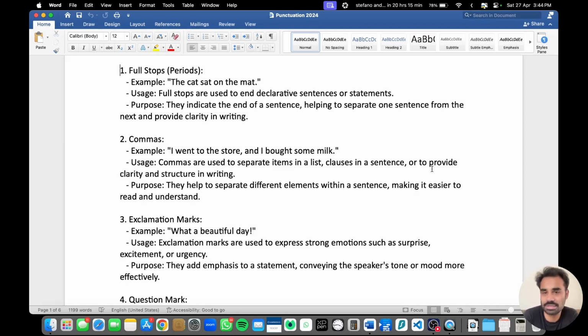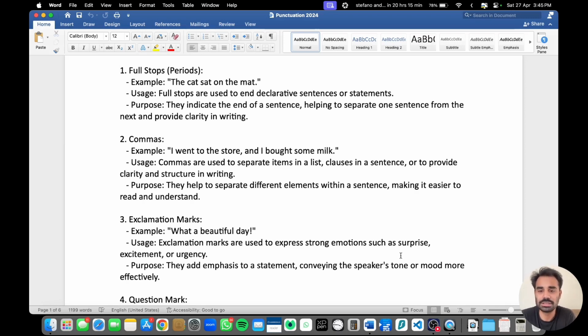Okay, so let's talk about the usage. The commas are used to separate items in a list, clauses in a sentence, or to provide clarity and structure in writing. Which is very clear. It doesn't require too much explanation in this regard. Now, let's talk about the purpose. They help to separate different elements within a sentence, making it easier to read and understand. Very simple, no rocket science behind that.